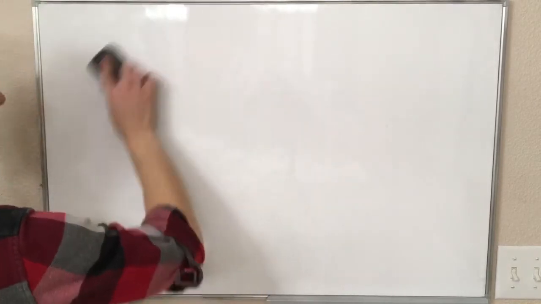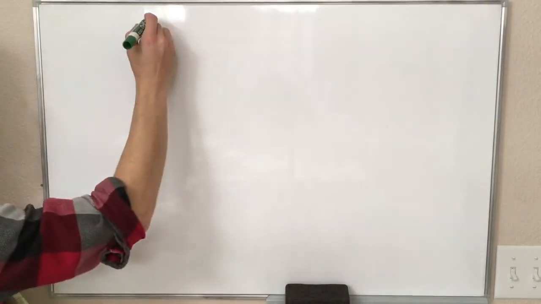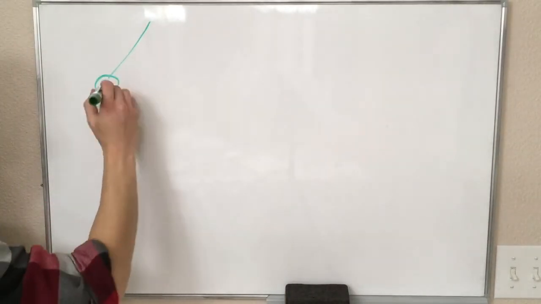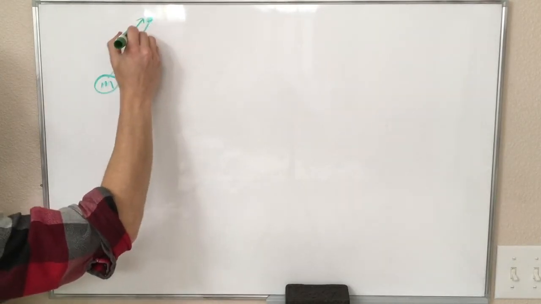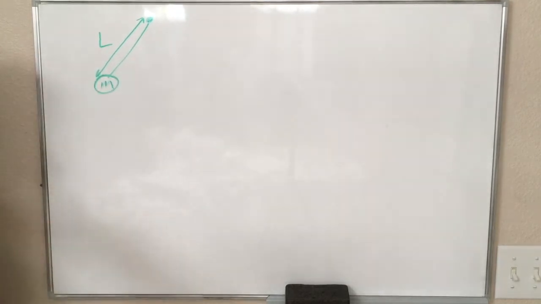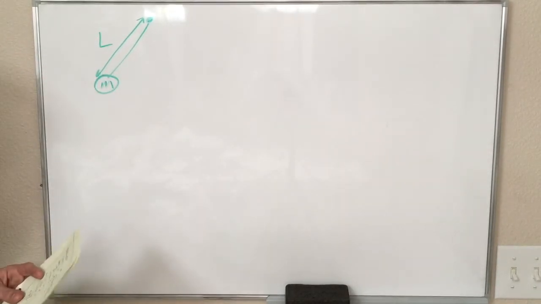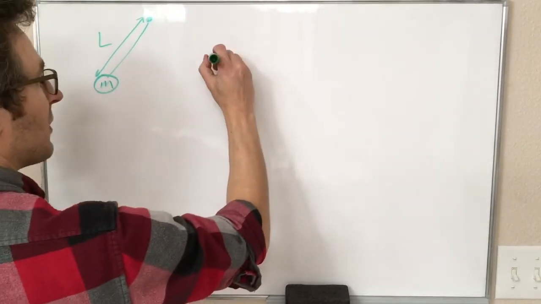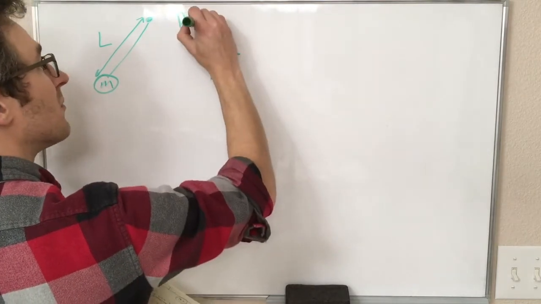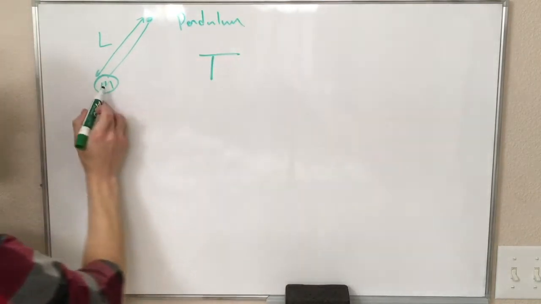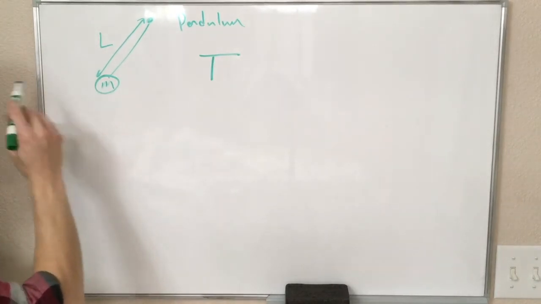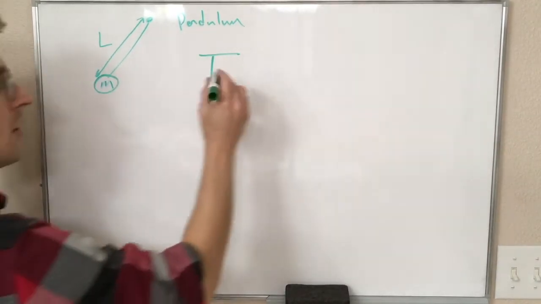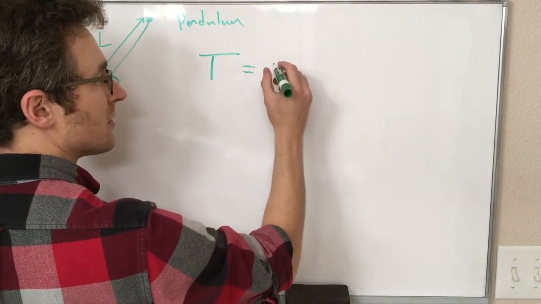What about our pendulum equation? We have our pendulum with a mass, and this string has some length L. So here, our period for the pendulum, that is the time it takes it to swing from one side to the other and then back, one full oscillation, looks similar in some ways.